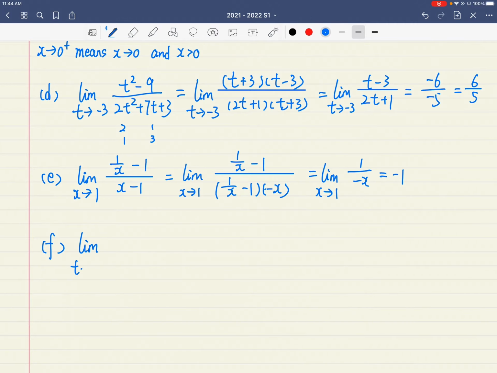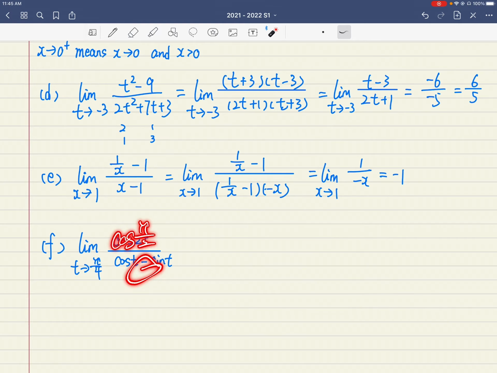Part F. So now it's some trigonometry: cosine 2t over cosine t minus sine t. Again, try substitution first. This cosine, sine, pi over 4, they are both square root of 2 over 2. So the bottom is 0. Top, cosine half pi is 0. So it's still 0 over 0.